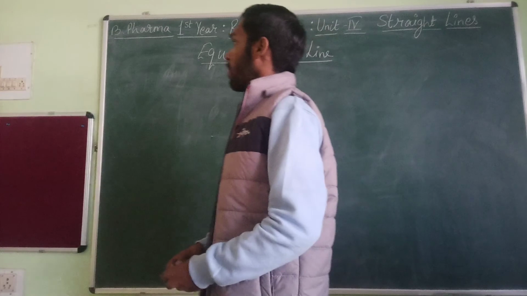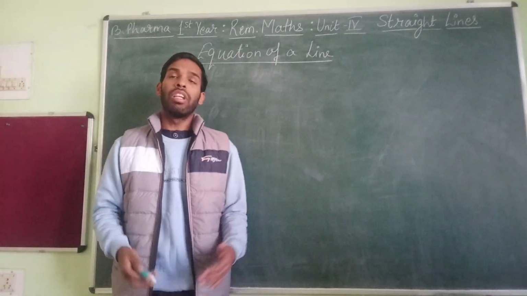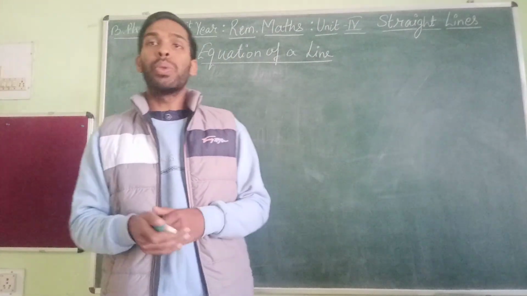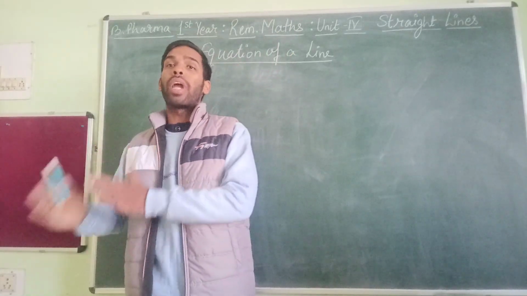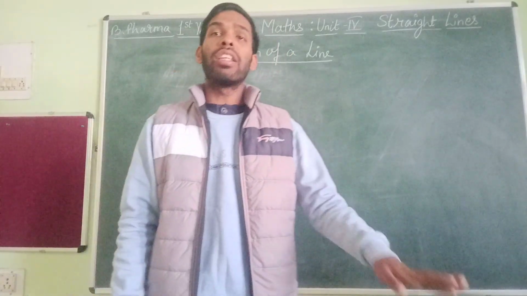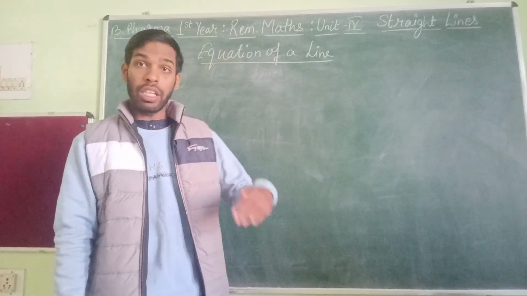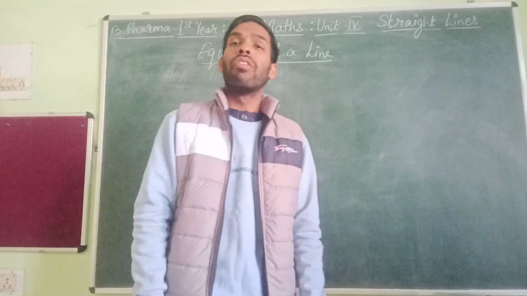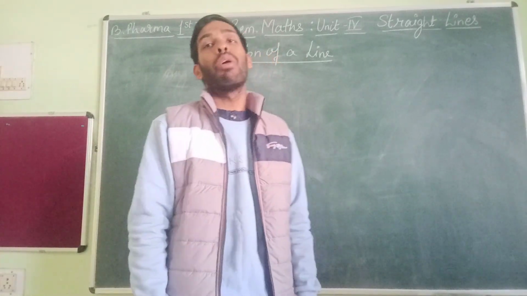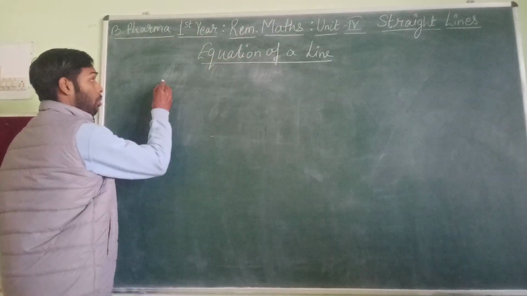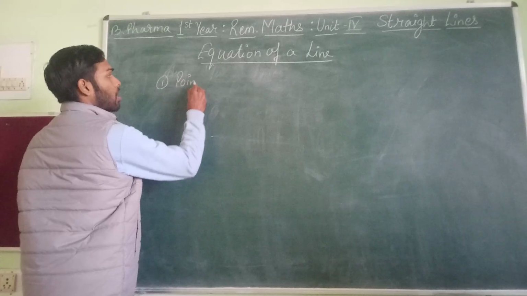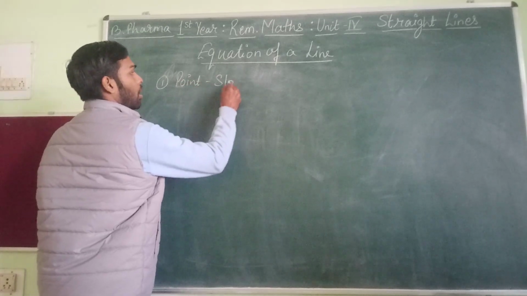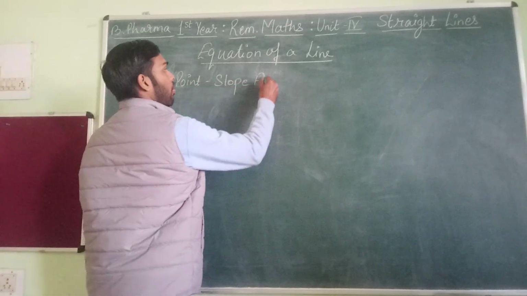Now there are five different forms to identify or to state or to write down the equation of a line. ठीक है, हम लोग कैसे डिनोट करते हैं इक्वेशन ऑफ अ लाइन को? For that we are having 5 different forms. ठीक है, the very first form is point slope form.